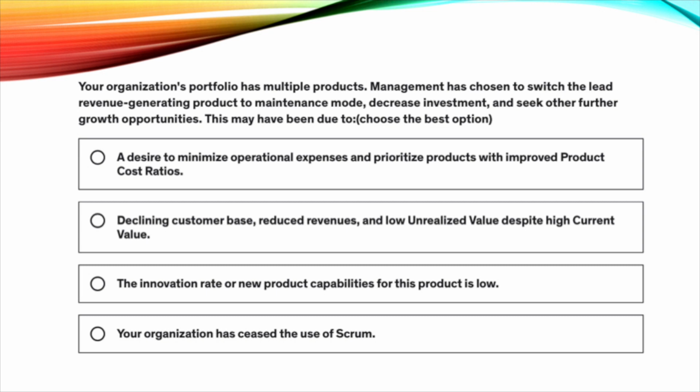A desire to minimize operational expenses and prioritize products with improved product cost ratios. Declining customer base, reduced revenues, and low unrealized value despite high current value. The innovation rate or new product capabilities for this product is low. Your organization has ceased the use of Scrum.